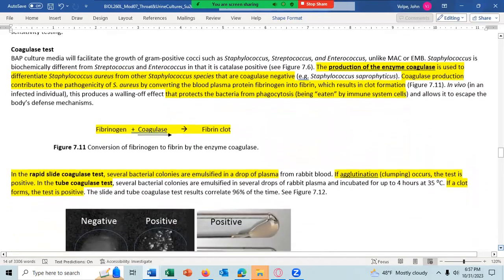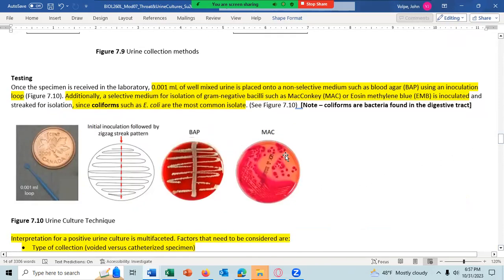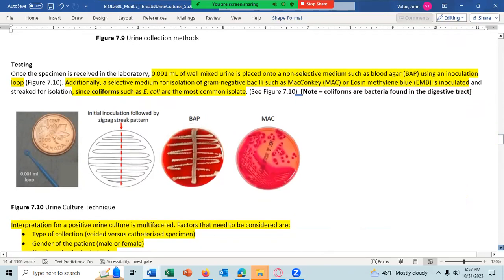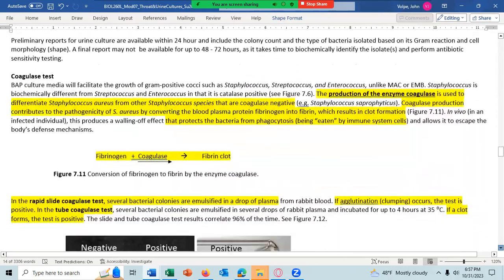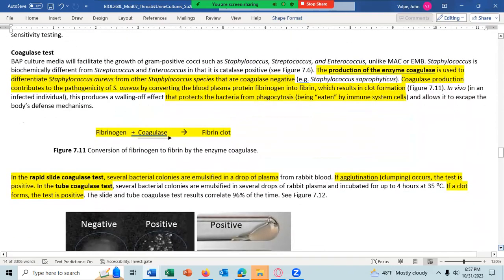All right, some tests you run on the urine specimen. Obviously, if it grows on MacConkey's, it's gram negative, and everything should grow on the BAP, blood agar plate, both the gram negative and the gram positive. Some tests we run are the coagulase test. The coagulase test looks for the production of the enzyme coagulase. It's used to differentiate Staphylococcus aureus from other members of Staphylococcus, which are coagulase negative. Staphylococcus aureus is coagulase positive.